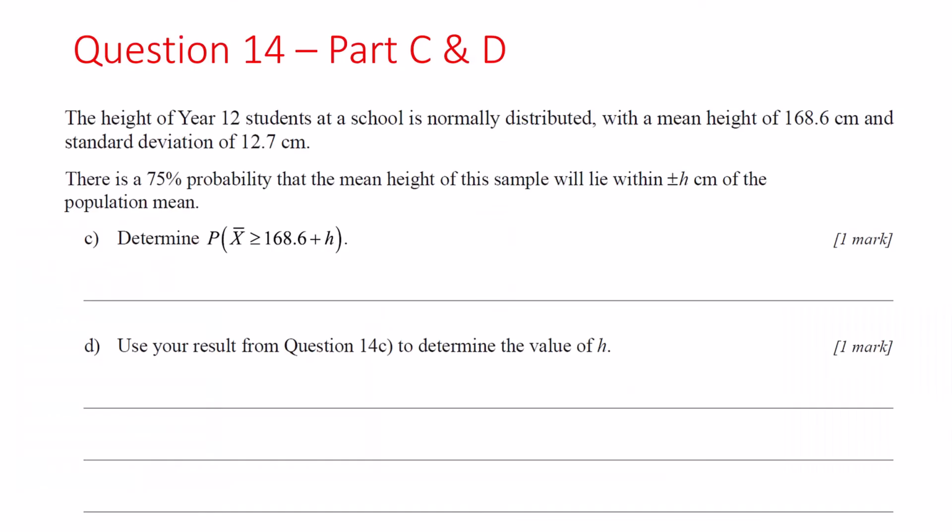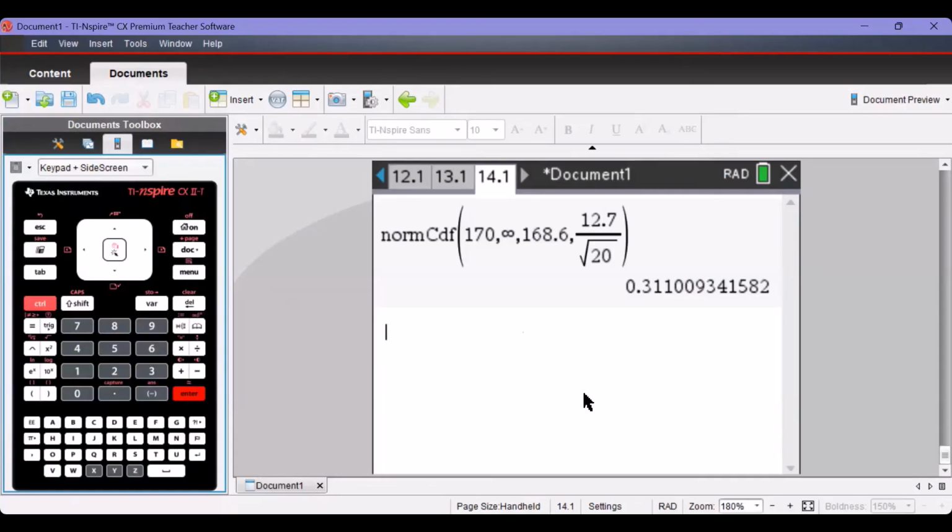We're told that there's a 75% probability that the mean height of this sample will lie within plus or minus h centimetres of the population mean. We're asked to determine the probability that x bar is greater than or equal to 168.6 plus h. So we use the symmetry of the normal distribution curve here. The total area is 1. We subtract from that 0.75 and then divide all that by 2. And so therefore that required probability in part C is equal to 0.125.